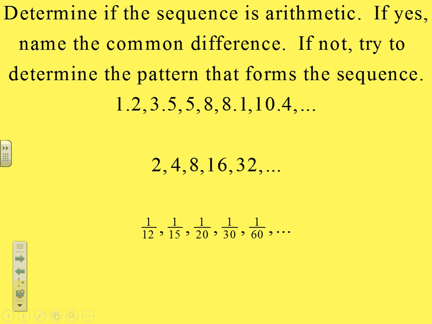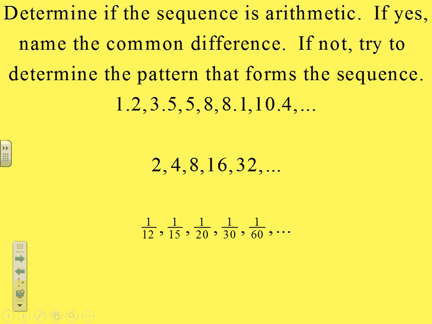Now here, what it's asking us to do, they're giving us a sequence of numbers, and we're asked to determine if the sequence is arithmetic. Now, if it is, identify what is the common difference. All right, so let's see what we have.